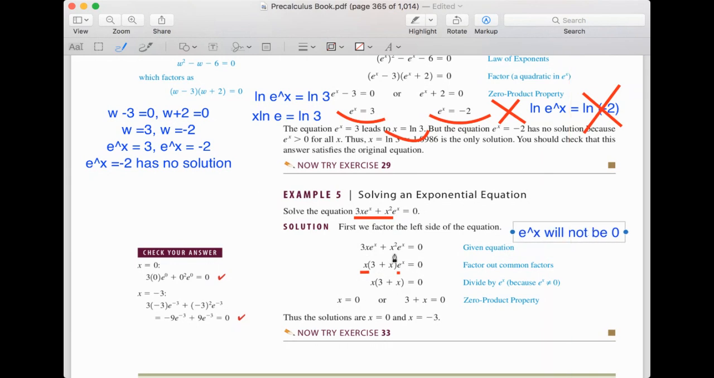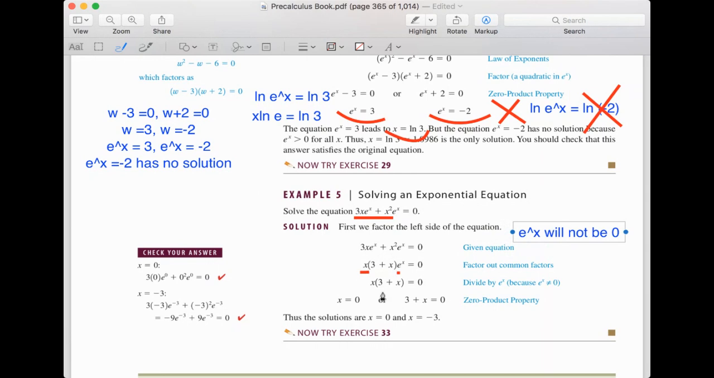So e to the x will never be 0. So that means we can divide by e to the x. So this side we're left with x times 3 plus x. 0 divided by e to the x is still 0. So I have 2 factors. Then 2 factors we can split.